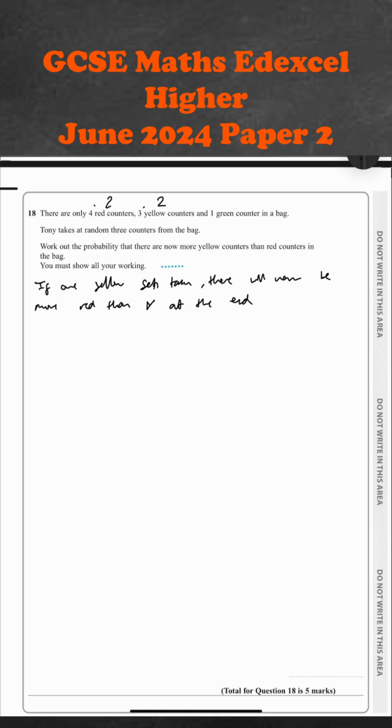So, first thing to notice here is if 1 yellow gets taken, there will never be more red than yellow at the end. Now, what I mean by that is since you start with 4 red, if you take 1 yellow here, you end up with 2 yellows. At best, you take 2 more reds, you still only end up with 2 reds. So it's not more than the 2 that you had at the start. So our scenarios have to be when you don't take a yellow one at all.